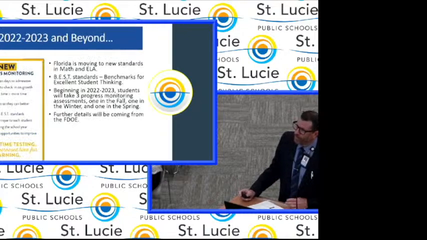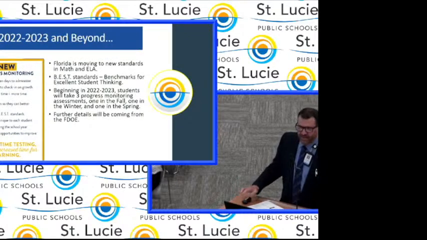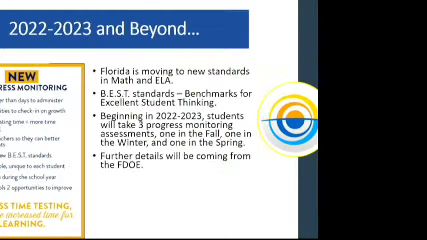And finally, this is a snip that was taken from one of the communications from the DOE that first came out when they were talking about BEST standards and the new FAST assessment program. And you can see one of the things that they're highlighting is 75% less testing time. And the more you drill down and dig into that, which Dr. Wild is going to be able to do in this next presentation, you're going to see that that's probably not going to be the case.